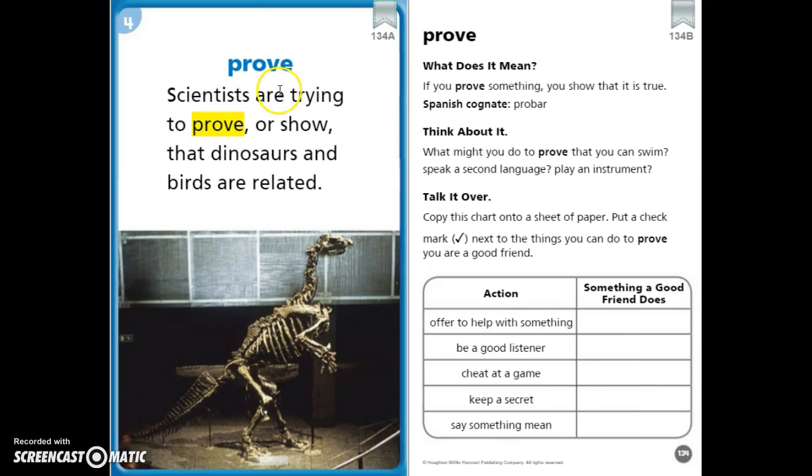Prove. Scientists are trying to prove or show that dinosaurs and birds are related. So what does it mean to prove something? If you prove something, you show that it is true. With your learning adult at home, talk about what you might do to prove that you can swim, speak a second language, or play an instrument. Talk it over. Use this chart and put a check next to the things that you can do to prove that you are a good friend.